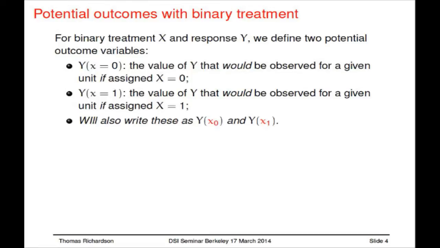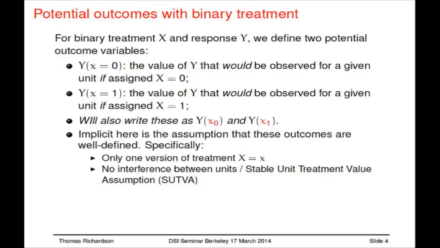And to keep things short, I'll often write them in this way to keep the notation compact. And it's implicit here, whenever we're writing down one of these potential outcomes, that they're well defined. In particular, we're implicitly assuming that there's only one version of treatment, so that if I say x equals 0, if I say placebo, then that's well defined: there is a specific outcome that's well defined for you under placebo, and there's a specific outcome that's defined for you under treatment. And we don't have to worry that there might be different versions of treatment.